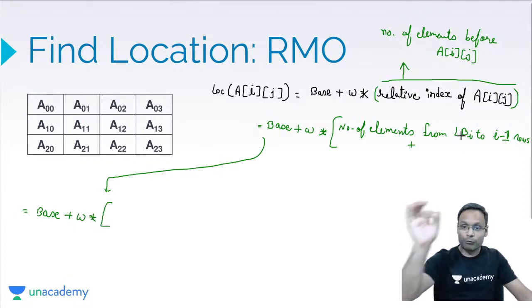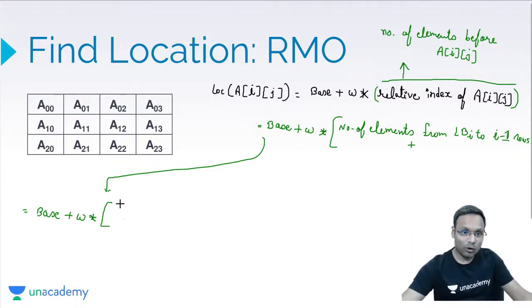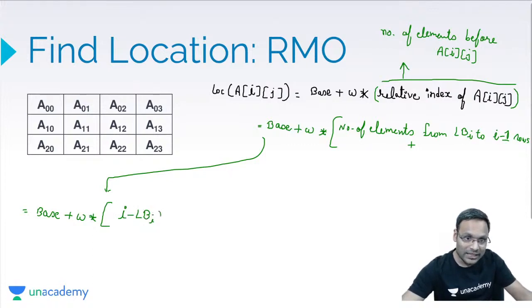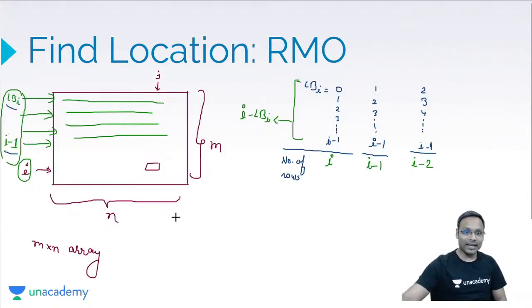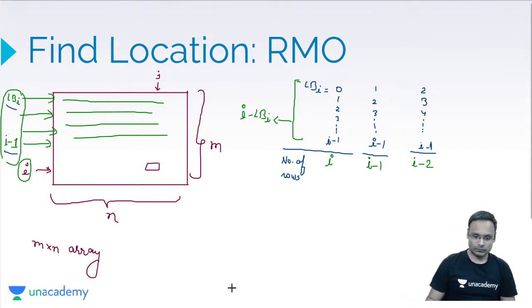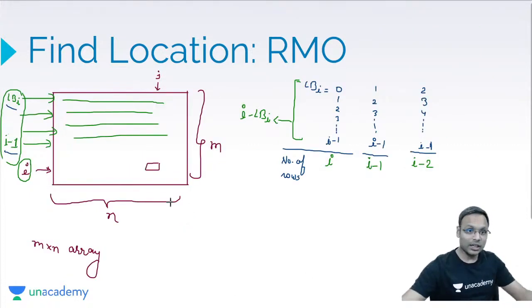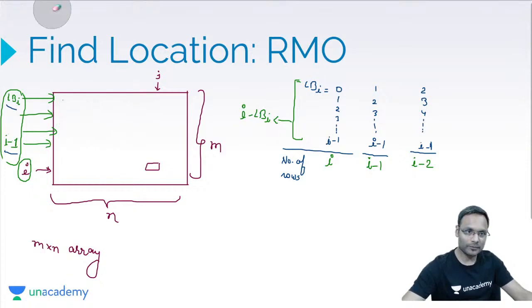This much is from the lower bound of i to i minus 1. How many rows are there? The number of rows is i minus lower bound of i, and each of these rows has n elements. हर एक रो में कितने एलिमेंट है? n है. Now plus, अभी और भी एलिमेंट बचे हैं बॉस. See, you have covered the lower bound of i to i minus 1. All the rows? Yes, all the rows.